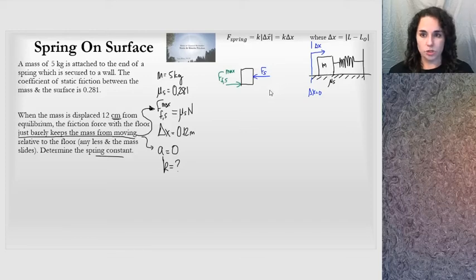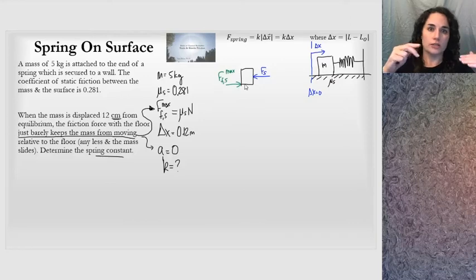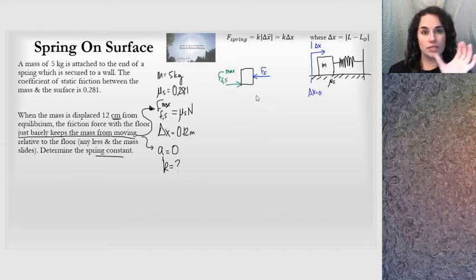If it had been stretched, the force of the spring would be in the other direction, and the force of the friction would also be switched. Then the spring would be stretched out, the spring would be pulling it back, and the friction can oppose it in the other direction. So it doesn't matter whether it's stretched or compressed in this situation, but it may in other situations because it changes the direction of the spring force and the direction of the friction force.